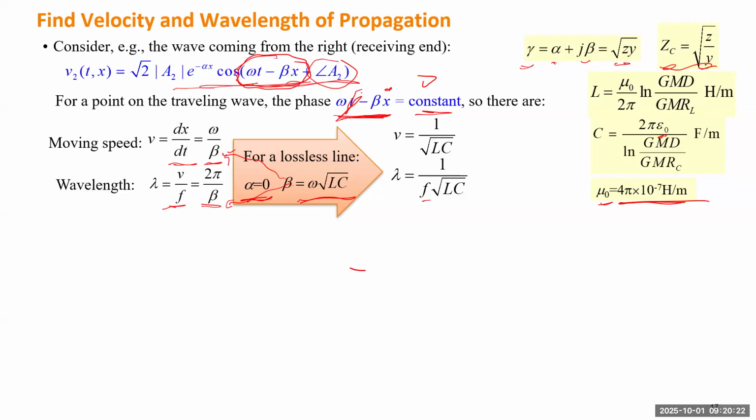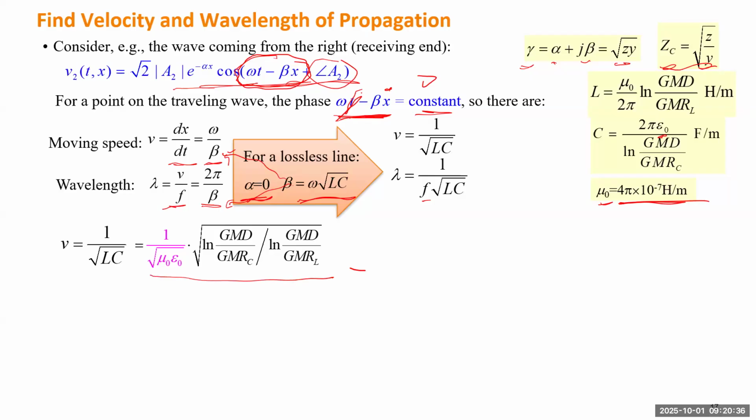So let's see if we plug those two formulas into the speed and the wavelength equation. Let's see what we get. For the speed, we plug in L and C, and we get this expression. For this item, this coefficient I colored in magenta, what is this one? This one is exactly c, the speed of light in outer space, in free space. That's exactly equal.